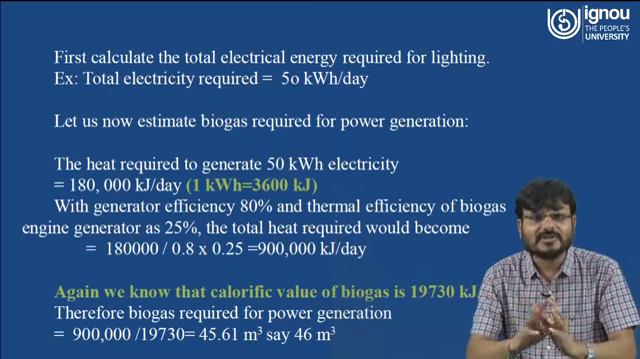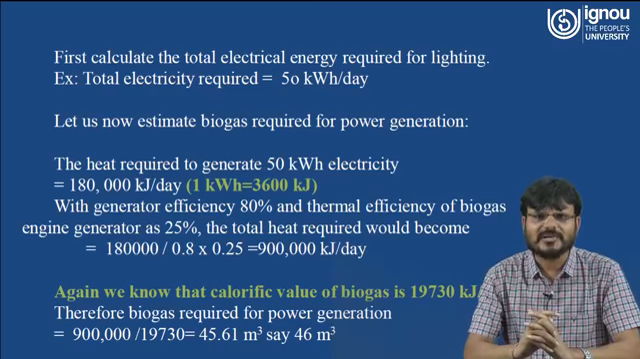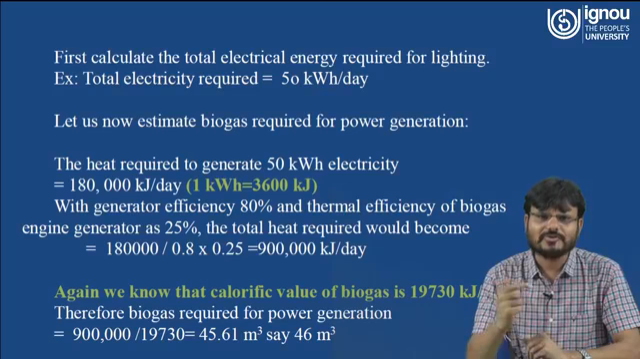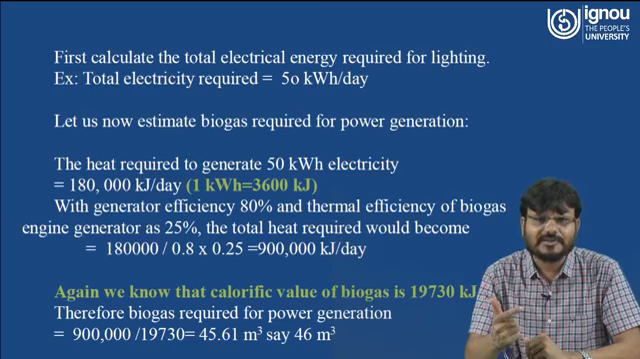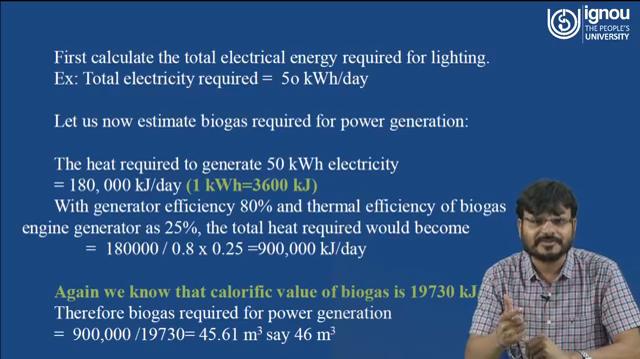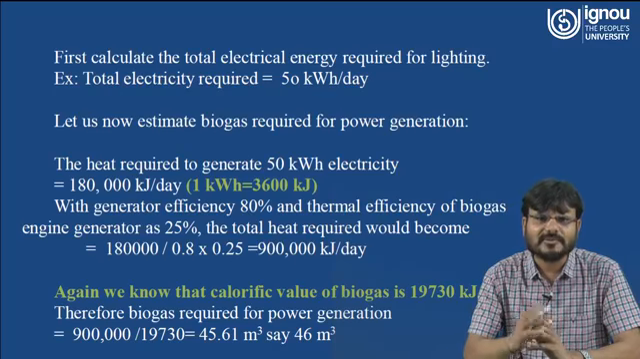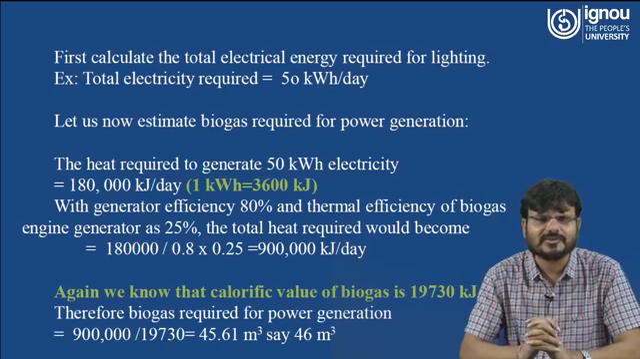Now you have calculated the total electrical energy required. I am just taking one example, and I am assuming that the total energy required is 50 units, that is 50 kilowatt hour per day, right? Now let us estimate the biogas required for power generation. Because you have to generate 50 kilowatt hour, that means 50 units of electrical energy, accordingly the biogas plant will be designed. Now this electrical energy will be converted into thermal energy. As you know, 1 kilowatt hour is equal to 3600 kilojoule. So just multiply this 50 kilowatt hour by 3600, so it comes to nearly 180,000 kilojoule per day.